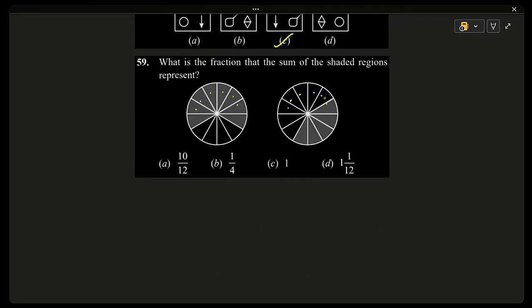And the first one, how many are shaded? 6, 7, 8 parts are shaded. 8 out of 12 in the first one. 1, 2, 3, 4, 5. 5 out of 12 in the second one. They're asking the sum of the fractions. It's going to be 13 by 12, converting into a mixed fraction. 12 ones are 12, 1 is the remainder. 1 and 1 by 12. That is option D.